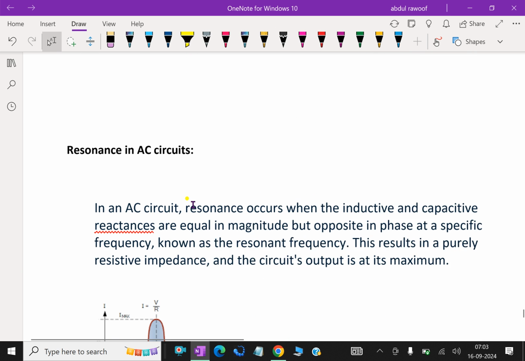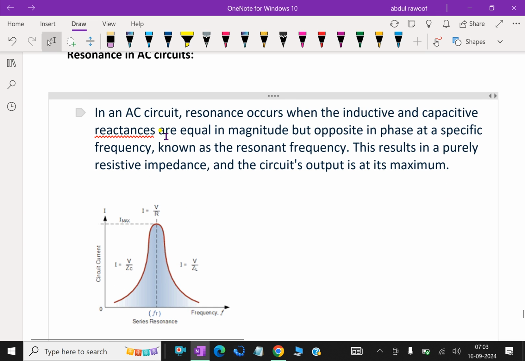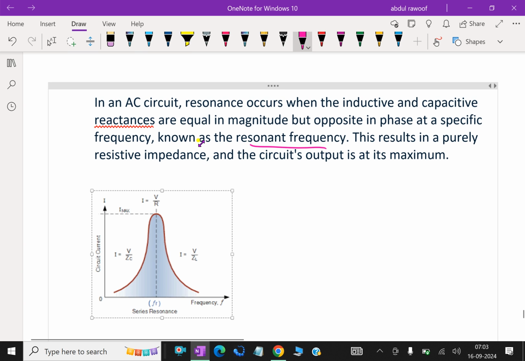Next one, resonance in AC circuit. In an AC circuit, resonance occurs when the inductive and capacitive reactance are equal in magnitude but opposite in phase at a specific frequency, known as the resonant frequency. This results in a purely resistive impedance and the circuit's output is at its maximum.